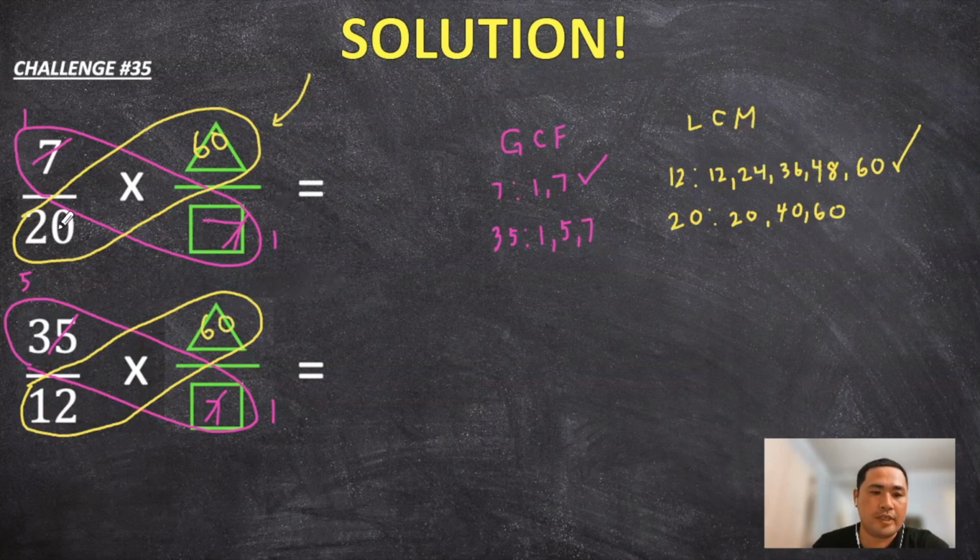So if you cross cancel the 20 and the 60 here, the 20 will become a 1 and the 60 will become a 3. And down here, the 12 will become a 1 and the 60 here will become a 5.